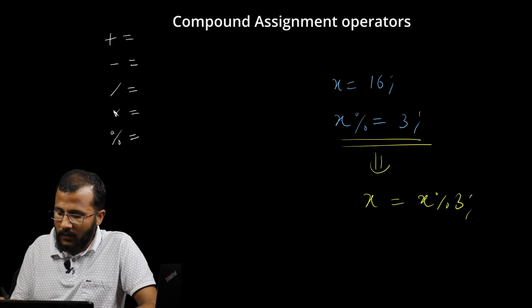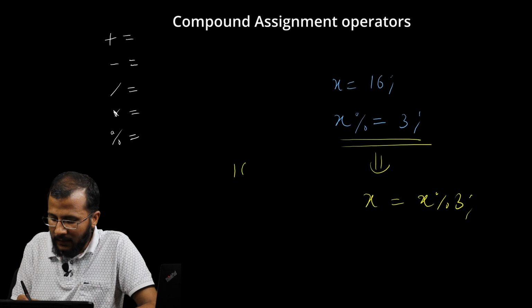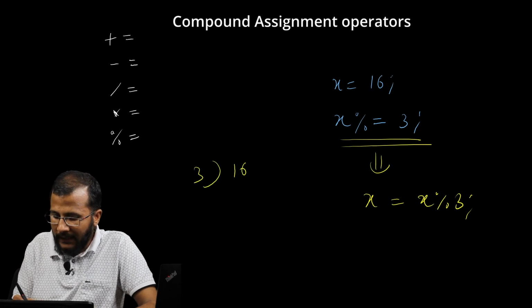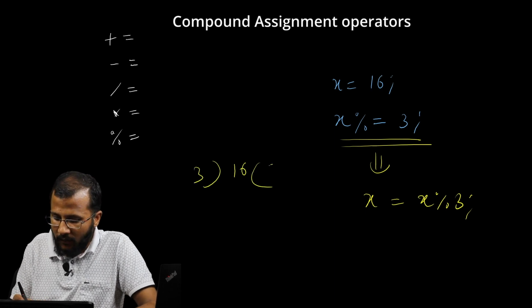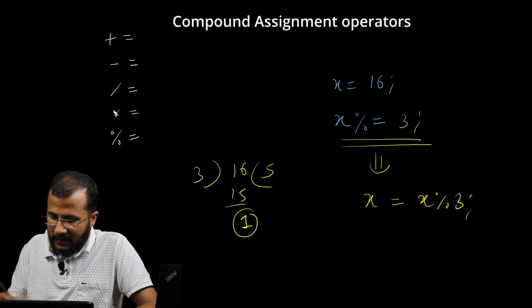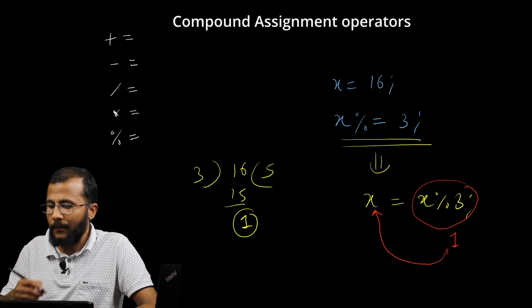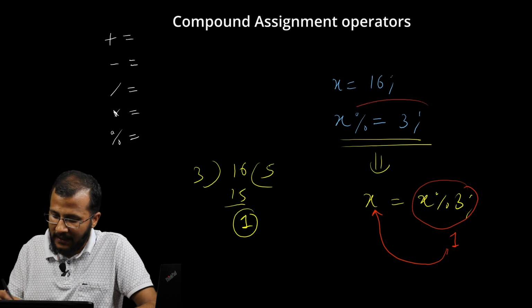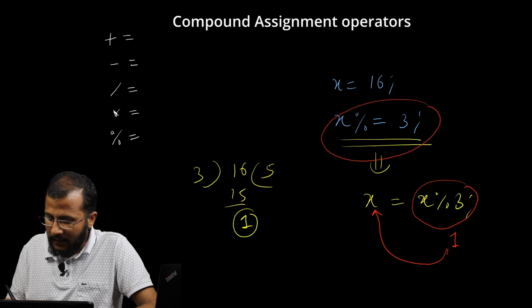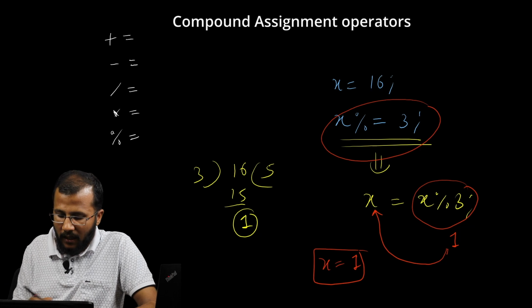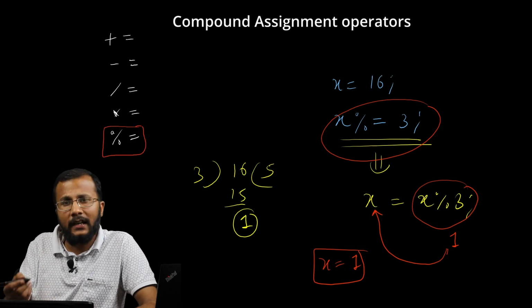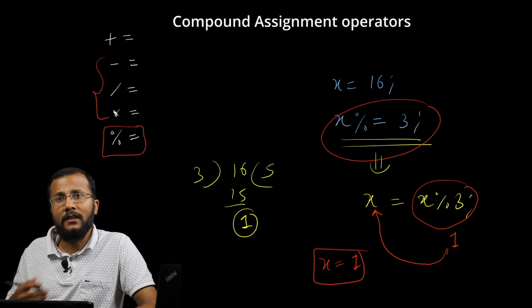That means first of all x, that is 16 here, would be divided by 3 and then you will find out the remainder. So 3 times 5 is 15 and the remainder is 1. So the entire right hand side here evaluates to 1. This value 1 will then be stored in the variable x. So finally, after this statement is executed, the value of x becomes 1. This is how modulo equals to works, and the working of the other operators is also similar.